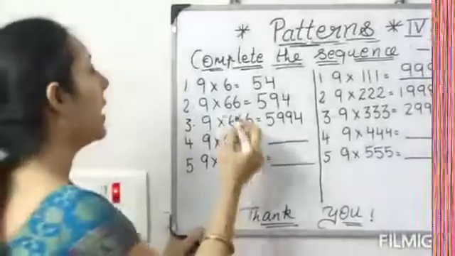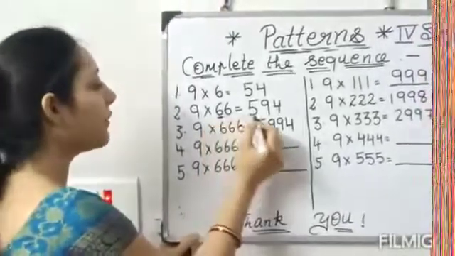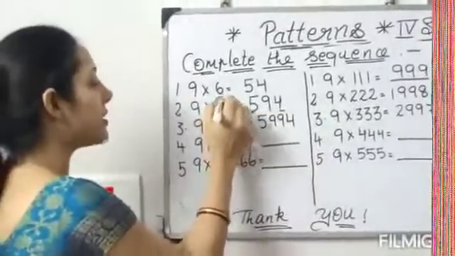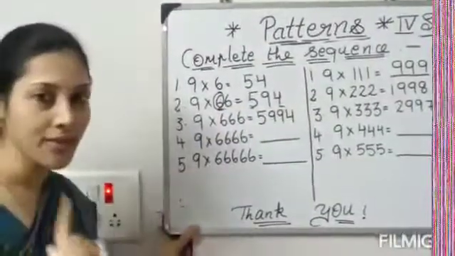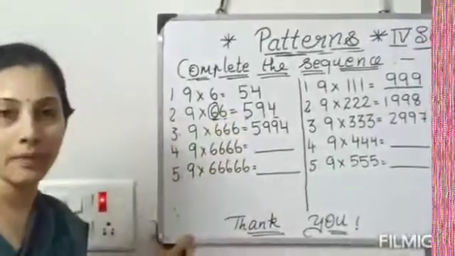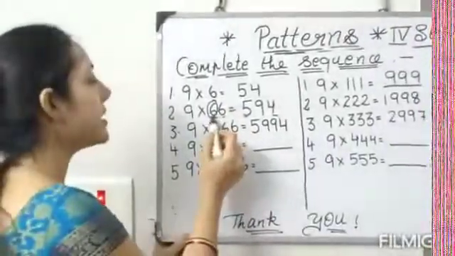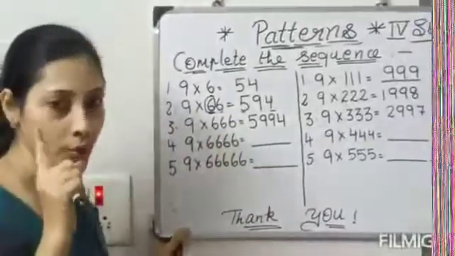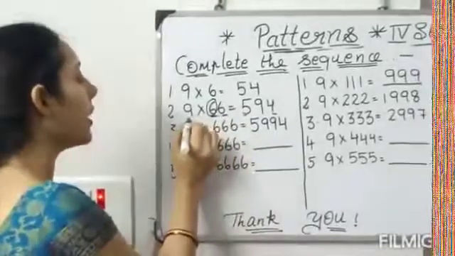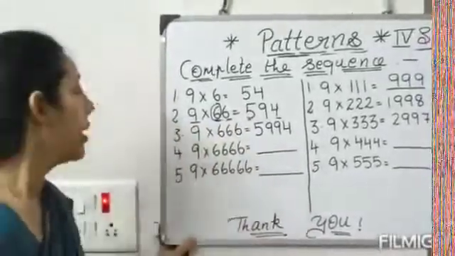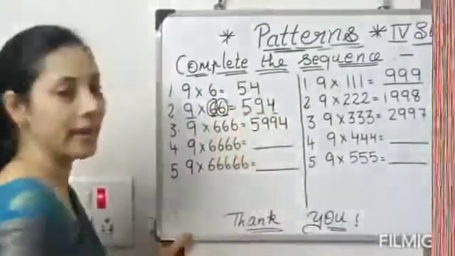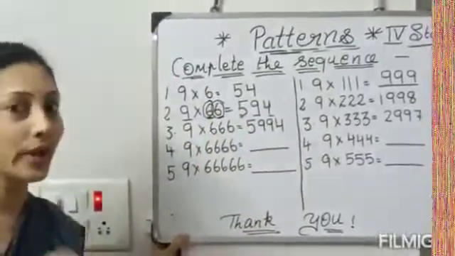See, 9 6s are 54. You use it this 6, right? 1 6 you used. 1 6 only left over. What is it? 9 6s are 54. You used 1 6. 1 6 left over and you are multiplying with 9. So in the place of this 6 put on 9. Easy, no? Okay, one more, see.